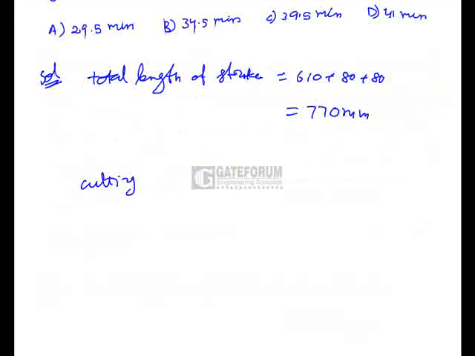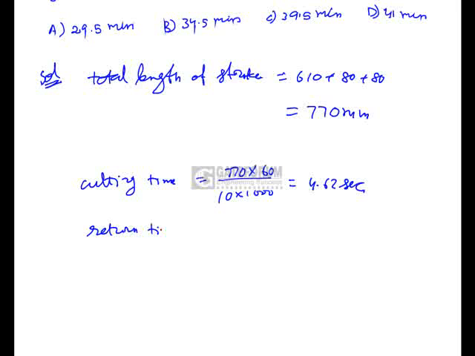length by cutting speed, so that is 770 by the cutting speed of 10 meters per minute, that is 10 into 1000 by 60, which gives a value of 4.62 seconds. And here the ratio of return time to cutting time is given by 1/4. So from these two values, the return time is given by 4.62 by 4, which is equal to 1.155 seconds.